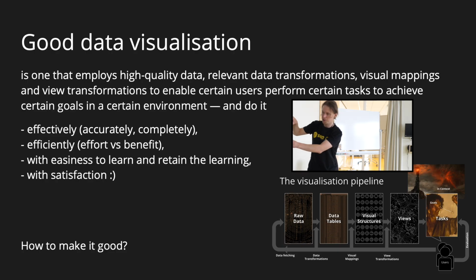So we finished that, and now we set the quality criteria. We want to do that effectively, which means accurately and completely. We want to do it efficiently, that means quickly enough or with low enough effort, with easiness to learn and retain the learning, and with satisfaction. Yeah?